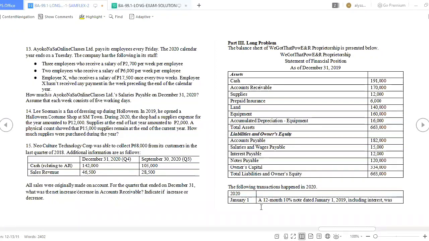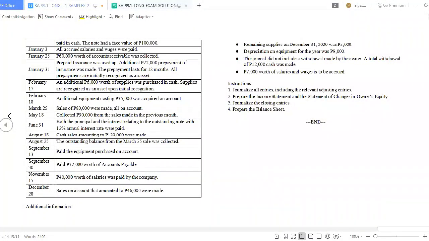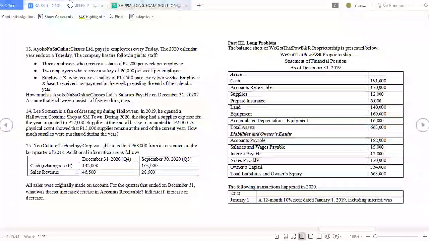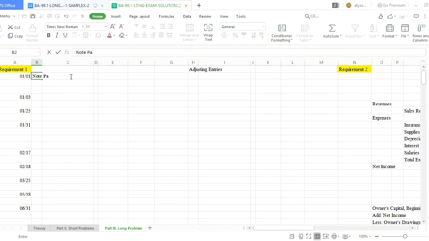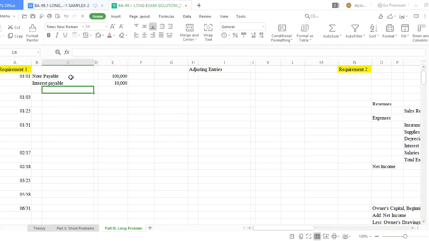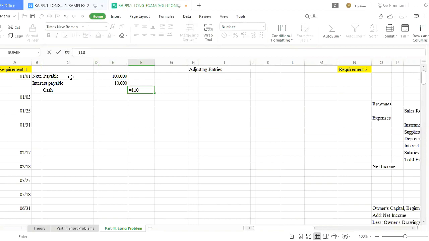Start on January 1: a 12-month 10% note dated January 1, 2019, in the prior year, including interest, was paid in cash. It has a face value of 100,000. Since we paid notes payable, we need to recognize it. Debit notes payable for the face value of 100,000. We also include the interest payable since we also paid interest as indicated. That's 10% of 100,000, which is 10,000, and then we credit cash since we're paying for it. So 110,000.